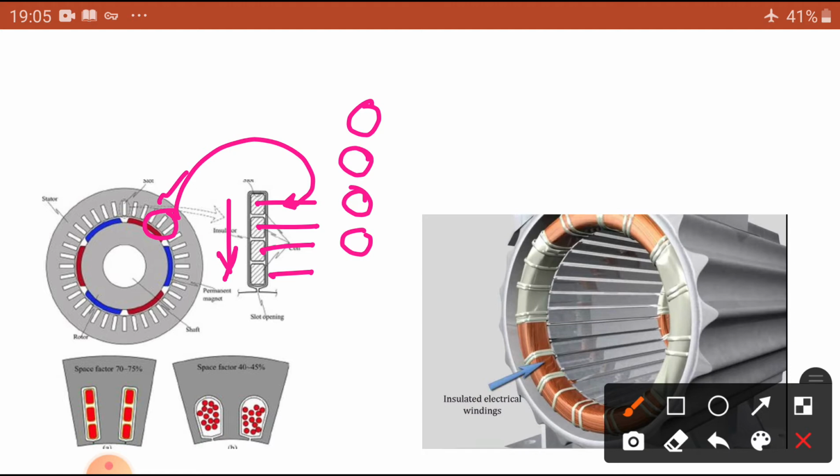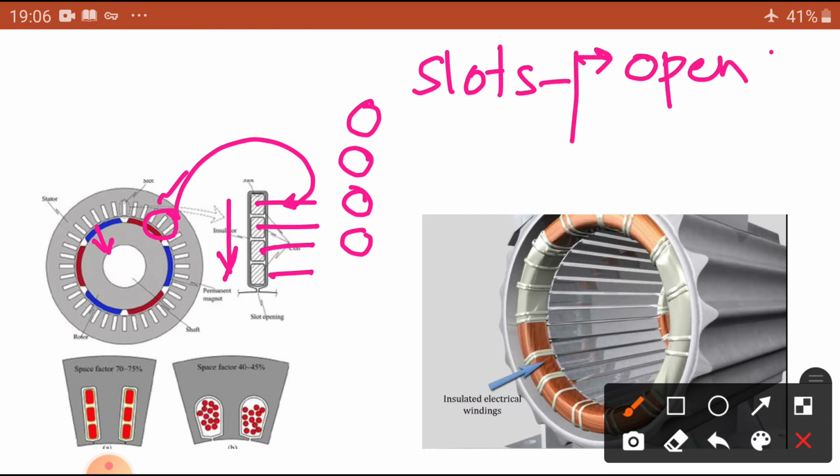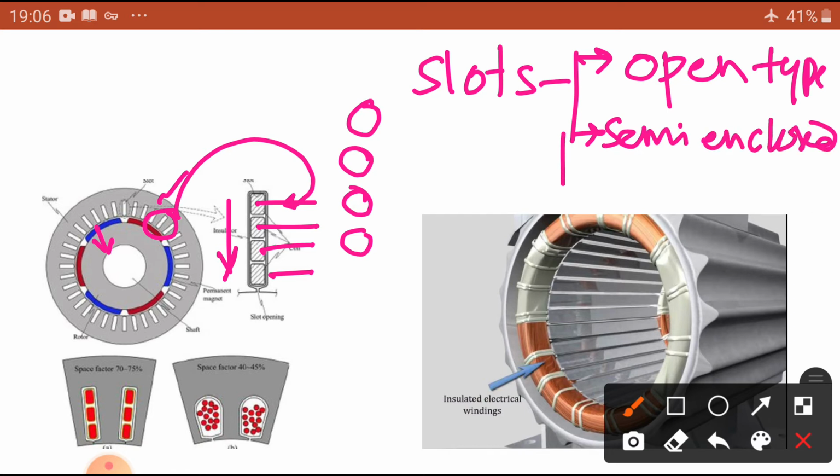Now here is one important thing. If you are seeing the internal winding, this is blue and red, you know the winding now. So what are the different slots? There are generally three types of slots. One is the open type, another is the semi enclosed type, and another is the closed type slots.